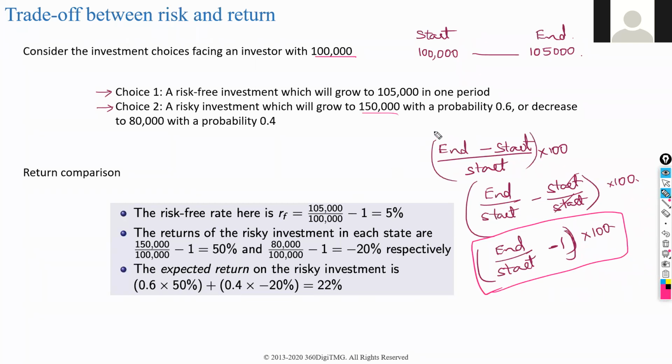That's the money that you get if you get 150,000. But if you get 80,000, then again, end is 80,000, start is 100,000. So end by start will be 80,000 by 100,000 minus 1. Obviously, you multiply it with 100 if you want it in percentage terms. Here there is 60% probability. So it's 0.6 into 50% plus 0.4 into minus 20%. When you solve it, you get 22%. So overall, if you invest in risk-free investment, you get 5%. If you invest in risky investment, you get 22%.